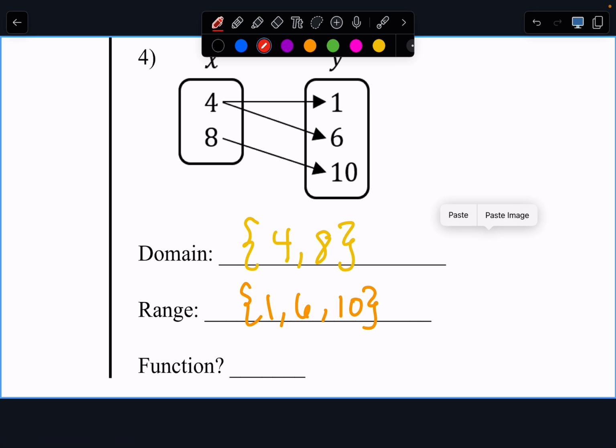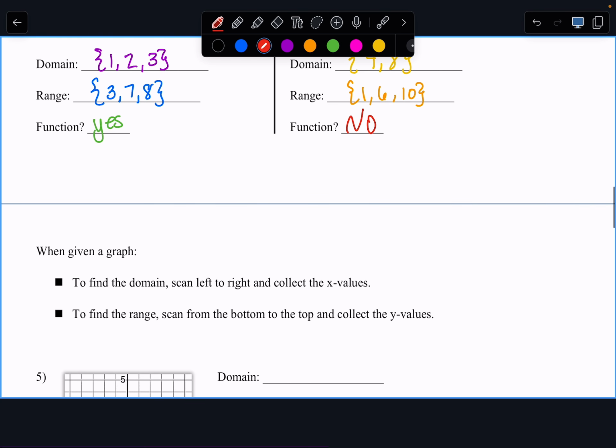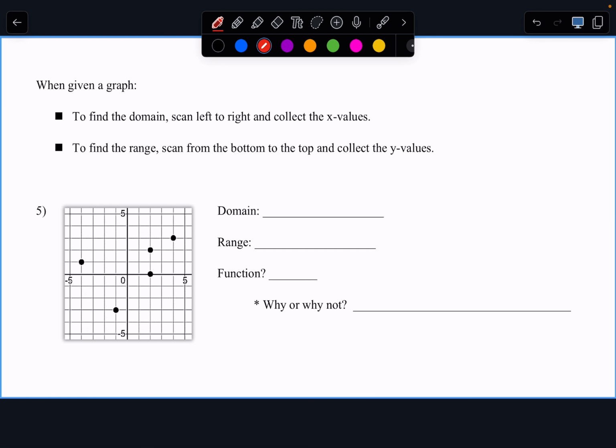McKenna, is this a function? No. Who's the problem? 4 is the problem. Okay. Go to the next page.